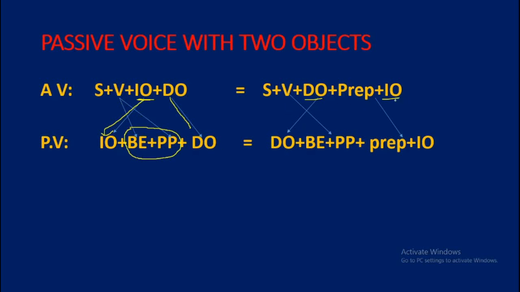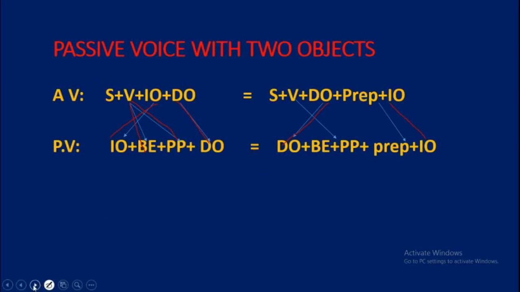Similarly, you can place the direct object first and the indirect object next. If you place the direct object first and the indirect object next, then there should be a preposition before that. We did this in the earlier classes in the passive rule.